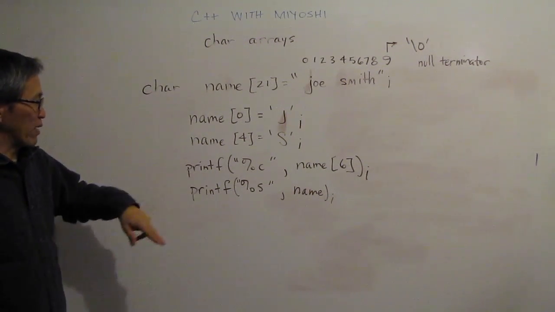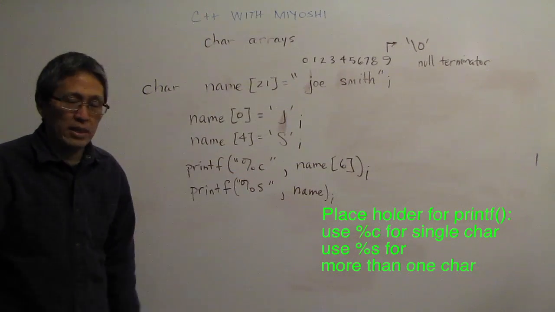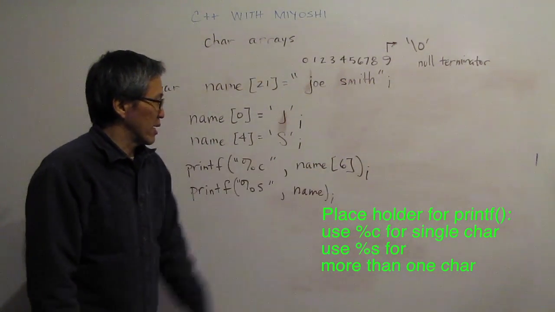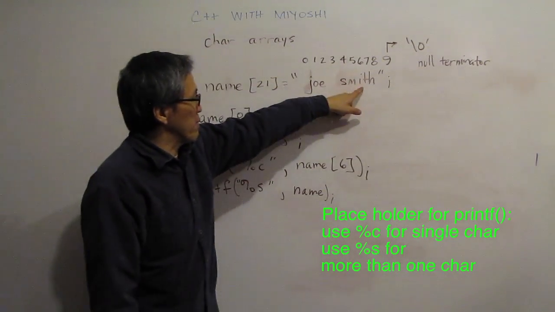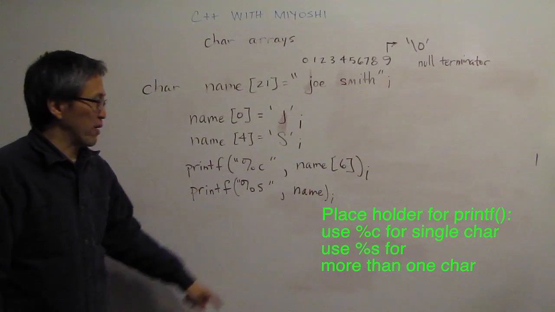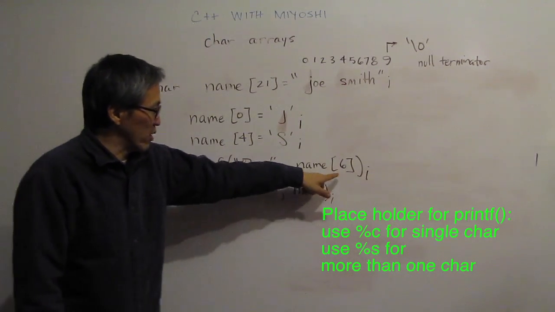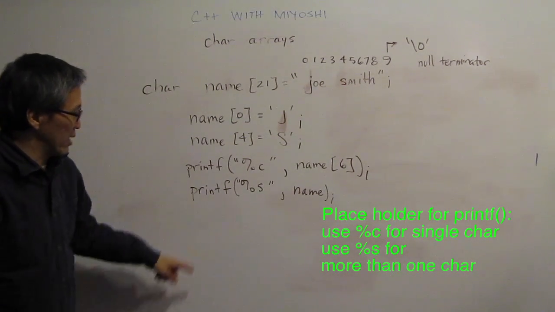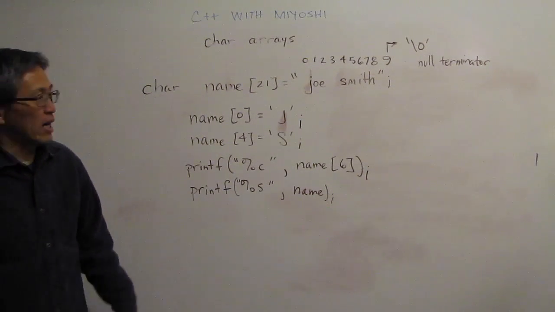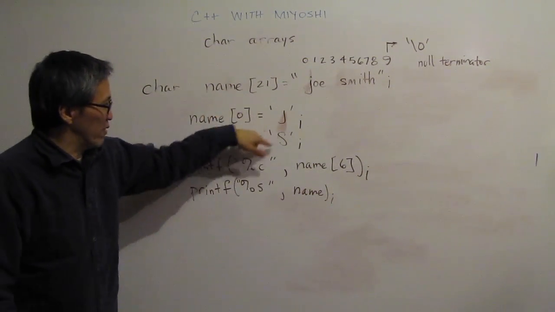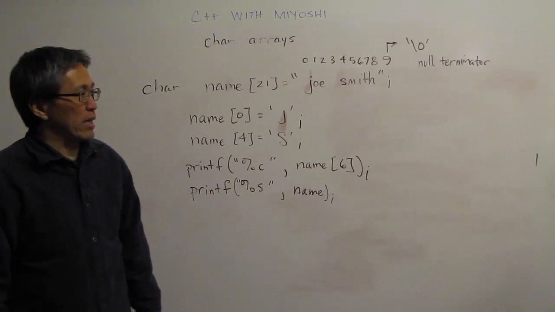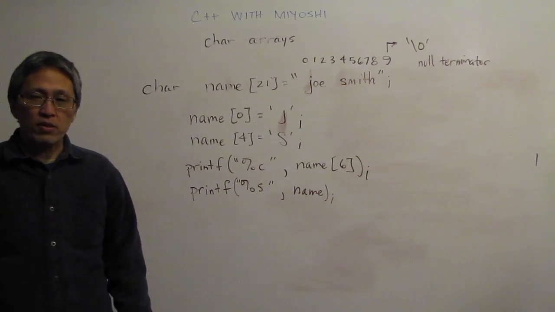If I want to print it out, remember I use a %c for a single character. So if I want to print out name sub 6, which is going to be my I, then I would do %c in my printf. If I want to print out the whole thing, I don't have the square brackets and any number there, and I would have a %s for my name. So here's just a few things about character arrays: how to address things individually, and how to address the whole thing when you print it out.